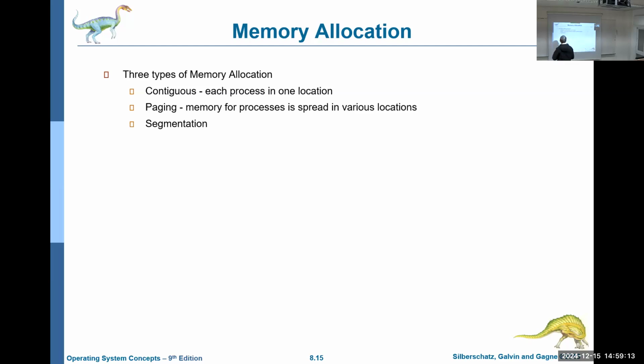Okay, now we're talking about a major topic here, which is memory allocation, and we're going to discuss three basic types. Contiguous, which means all the memory of a program is in one spot.